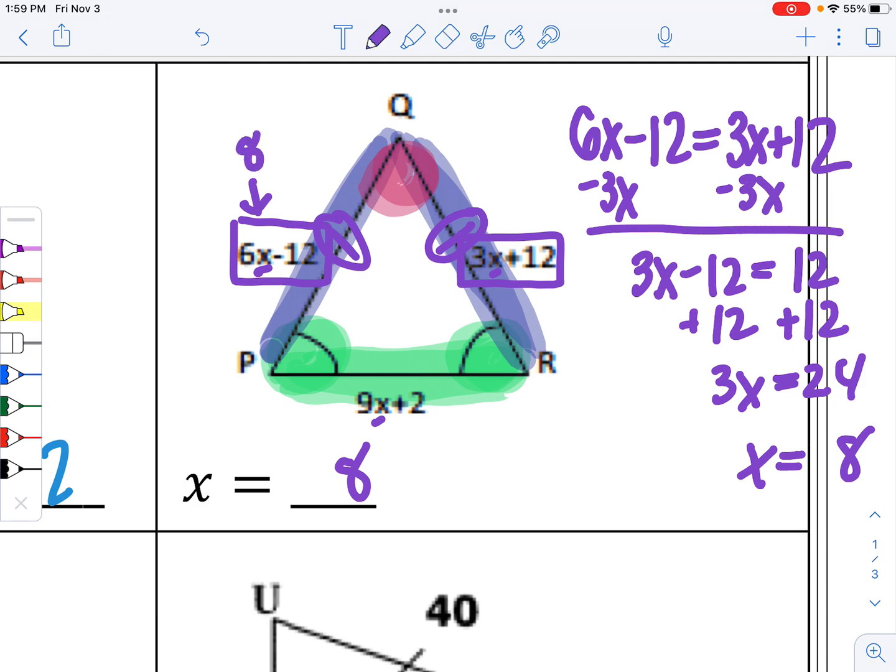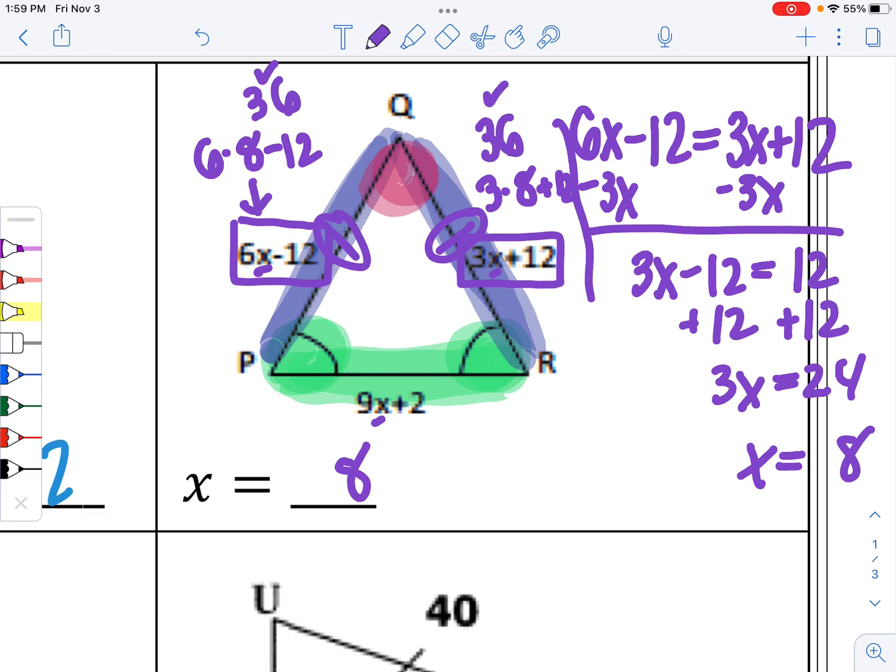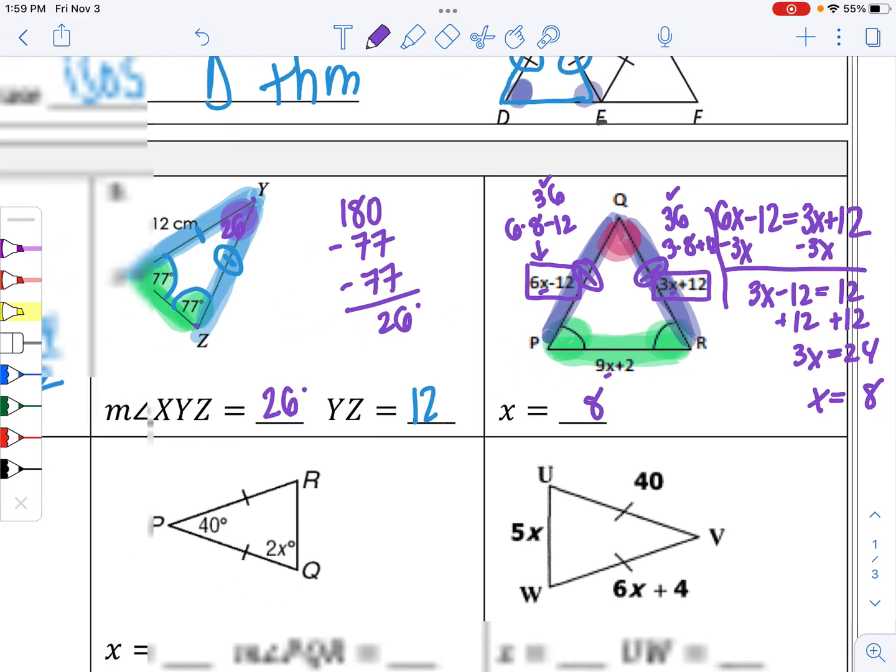If I wanted to know what the legs were, I could plug in 8. That would be 6 times 8 is 48, minus 12 is 36. This is just checking to see if I did good work. 3 times 8 is 24, plus 12 is also going to be 36, so both of those legs are what I anticipated them to be. We could actually see if this is an equilateral triangle by plugging in 8 here. 9 times 8 is 72, plus 2 is 74. So because that's a 36 and a 74, this is only isosceles. This is not equilateral.